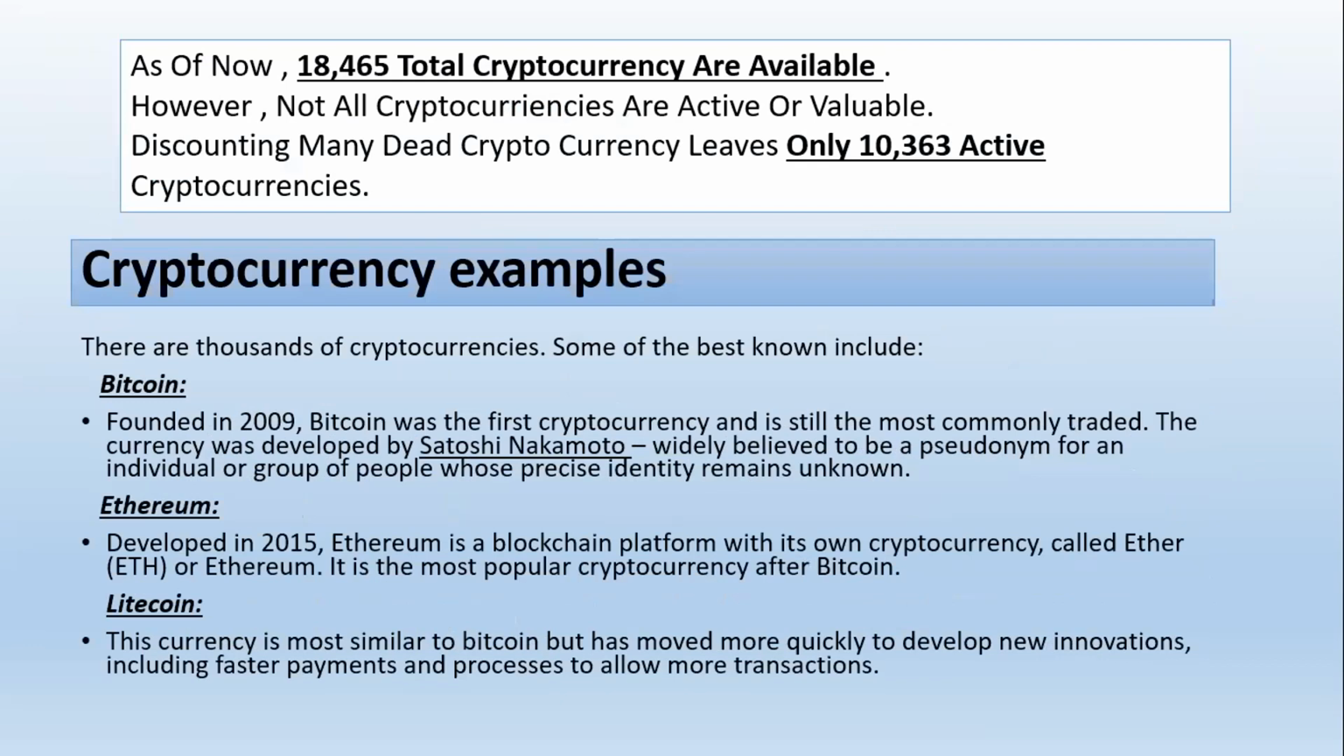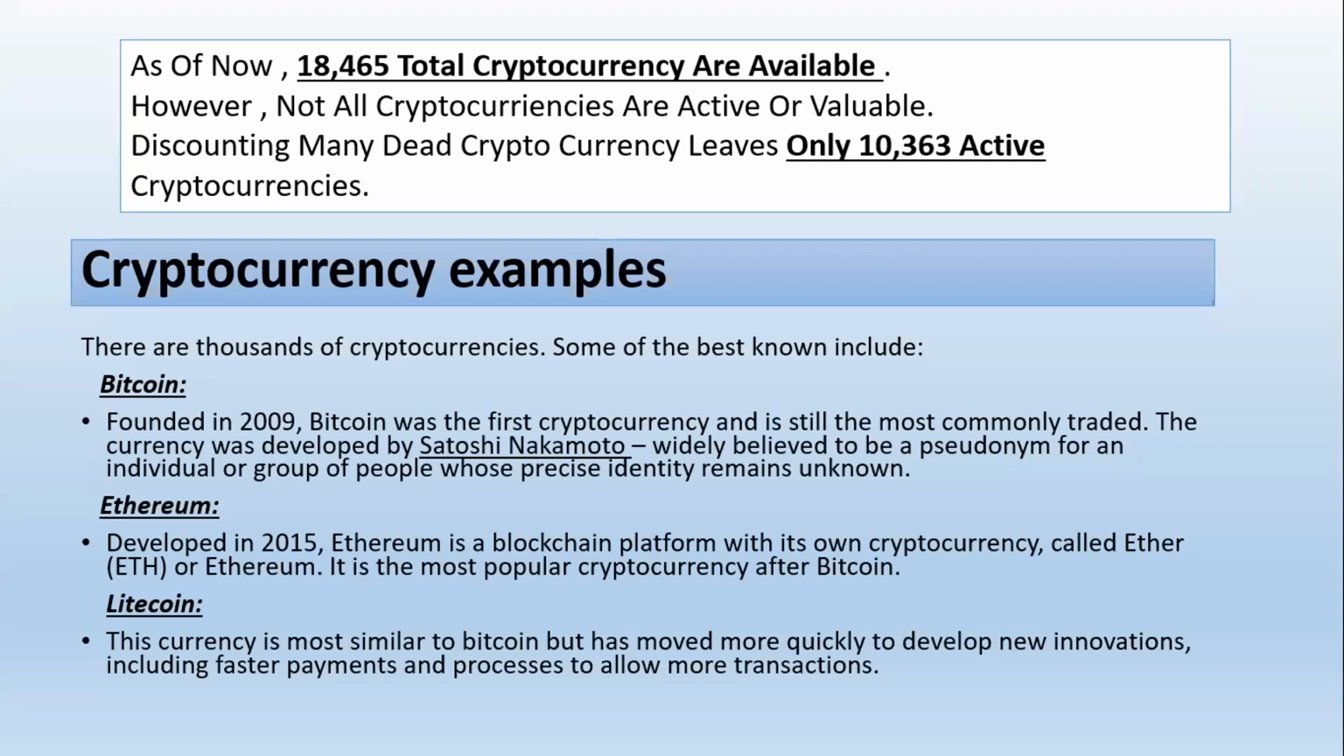So as of now, 18,465 total cryptocurrencies are available. However, not all cryptocurrencies are active or valuable. Discounting many dead cryptocurrencies, it leaves only 10,365 active cryptocurrencies. Some of the examples of cryptocurrencies are Bitcoin, Ethereum, and Litecoin.